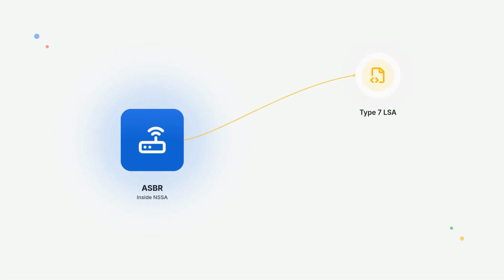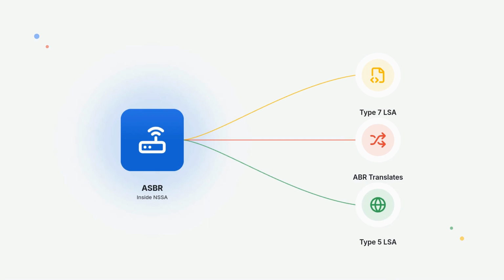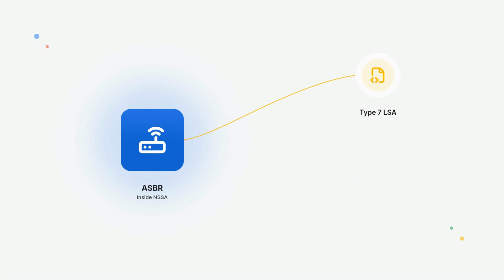Here's the NSSA version of that same story. The ASBR is inside the NSSA, so the external route starts as a Type 7 LSA there. When it reaches the ABR at the area boundary, the ABR translates it, and the rest of the OSPF domain sees it as a Type 5.